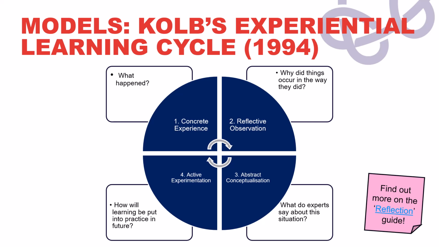The third example is Kolb's experiential learning cycle, which has got 4 sections. Concrete experience is where you describe what happened. Your analysis occurs across 2 sections: your reflective observation, where you explain why things happened in the way that they did, and then the abstract conceptualization, where you consider what experts say about this situation. The last section, the active experimentation, is where you can explore what you've learnt and how you're going to put that into practice in the future.